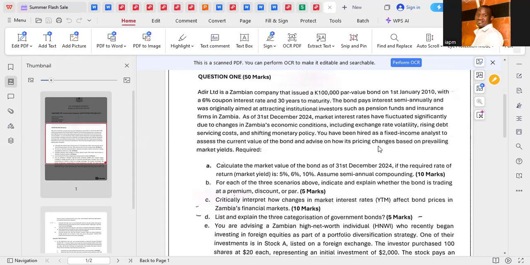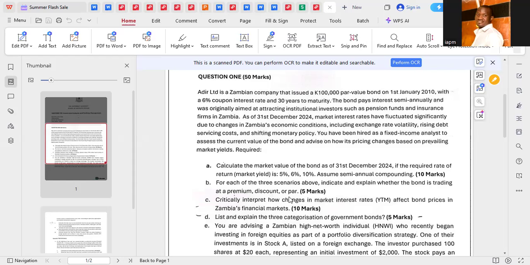You have been hired as a fixed income analyst to assess the current value of the bond and advise how pricing changes based on the prevailing market views. So you're required to calculate the market value of the bond as of 31st December 2024, and the required returns are 5%, 6%, 10%, assuming semi-annual.